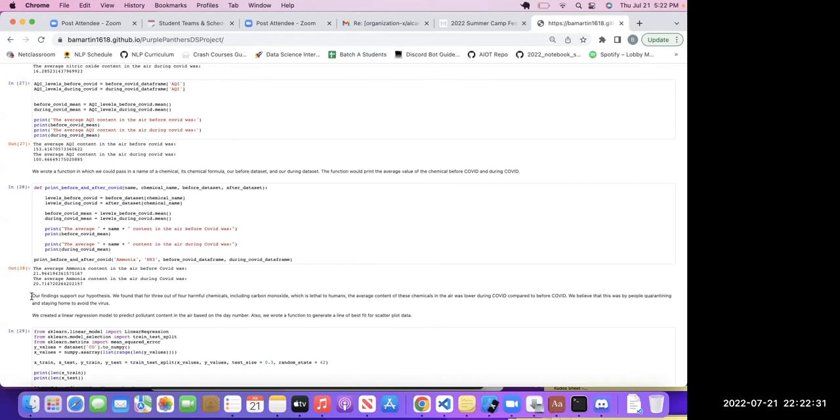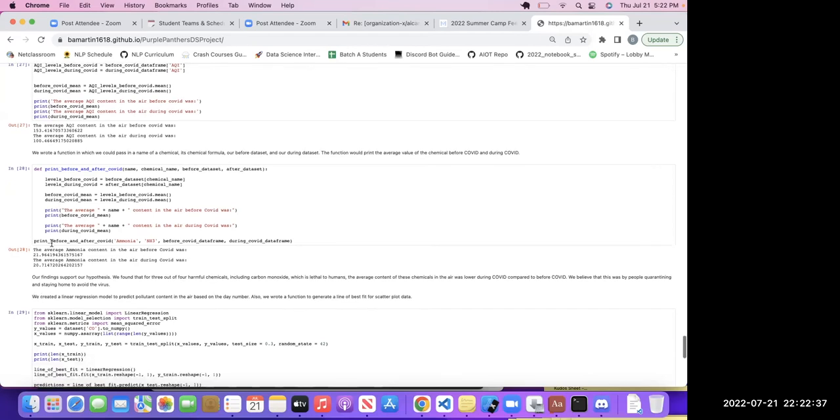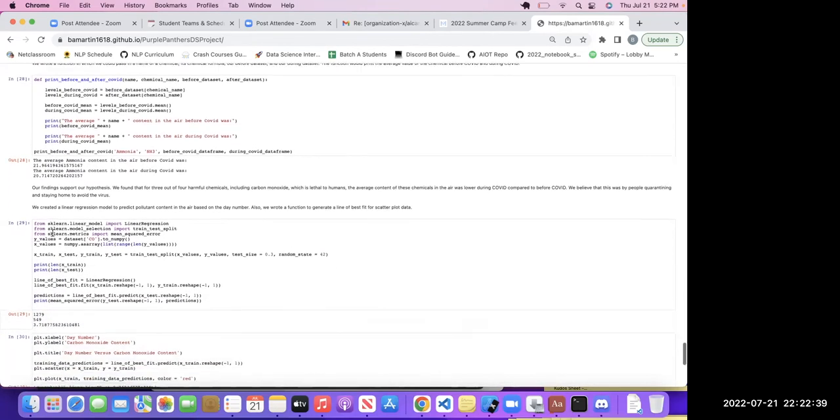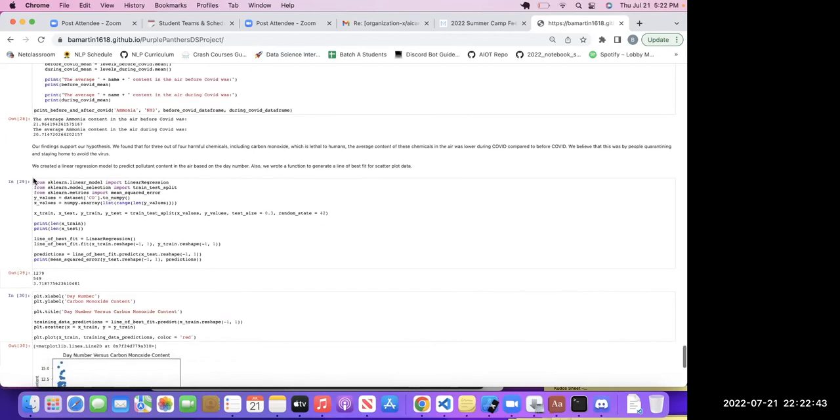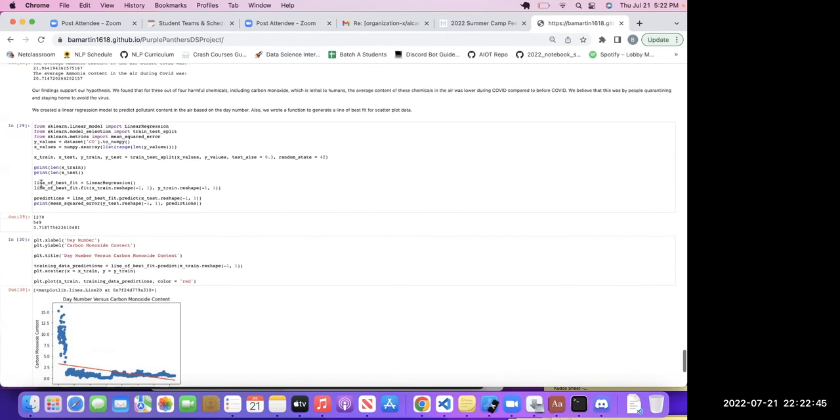We created a linear regression model to predict pollutant content in the air based on the day number. Also, we wrote a function to generate a line of best fit for scatter plot data.